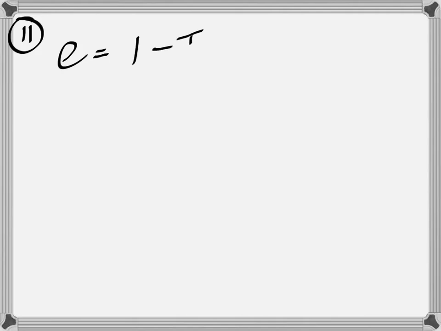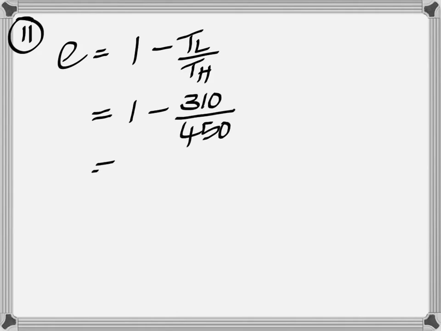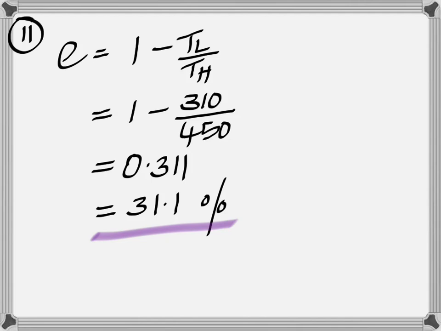All right. Number 11. Carnot efficiency is the theoretical efficiency. So you use 1 minus TL by TH. 1 minus 310 by 450. And you get 31.1%. Okay.